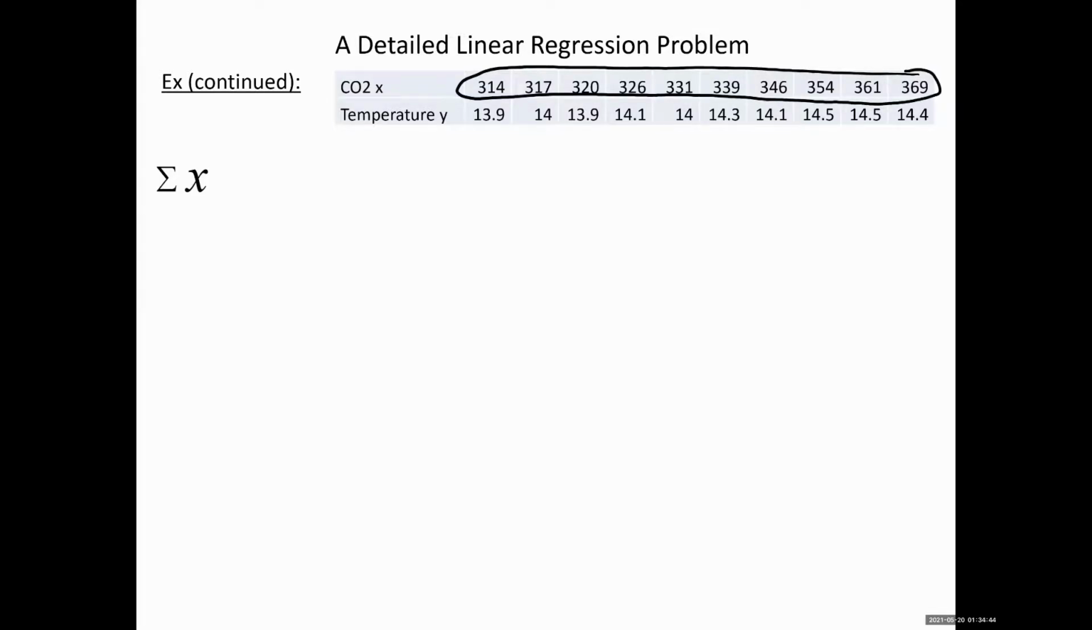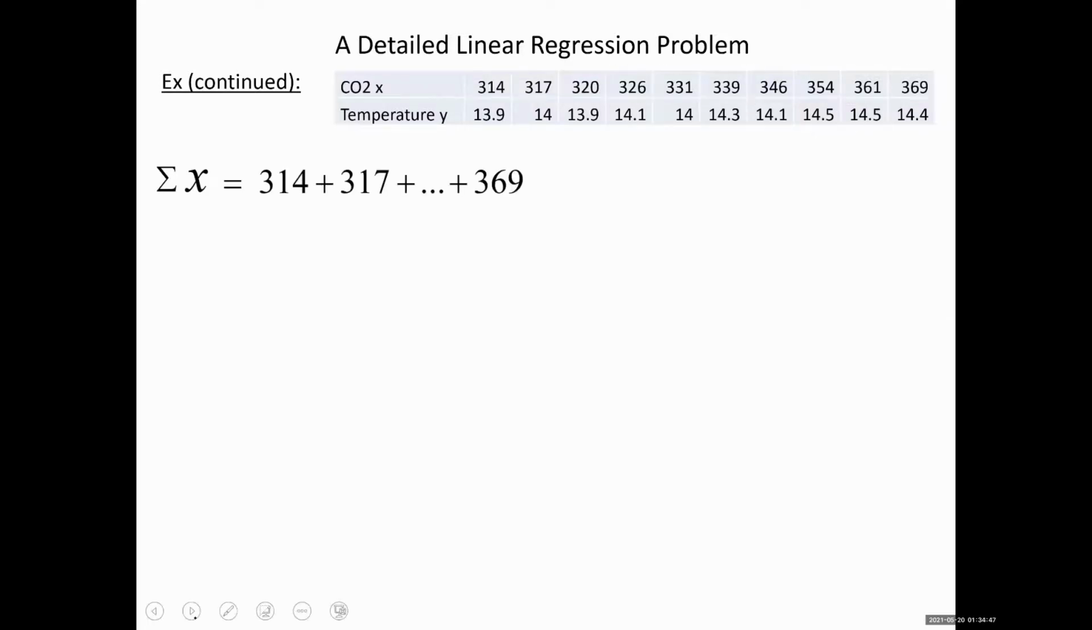So you can do 314 plus 317 up to 369. I did it already. The answer is 3377. So I'm going to go through this pretty fast because I've already calculated it for you, but just make sure you understand what you need to do to calculate them. So sum of x means just add the x numbers, add the top numbers.